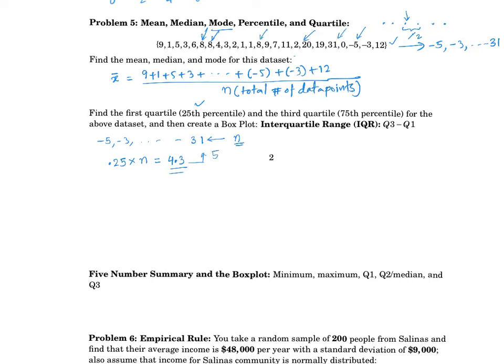Now, in the ordered data set, you go from the beginning: 1, 2, 3, 4, 5, the 5th position. The data point at the 5th position would be your 25th percentile. Now, if you want to find the 75th percentile or 65th percentile, it doesn't matter. You just replace this 0.25 by the corresponding percentage, and if the number is a fraction, you round it up.